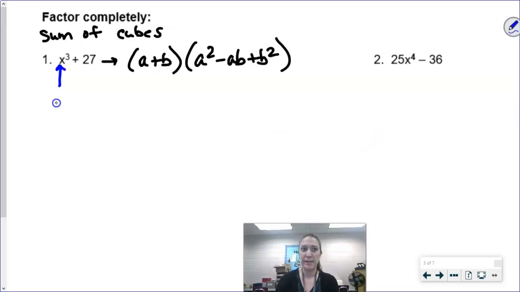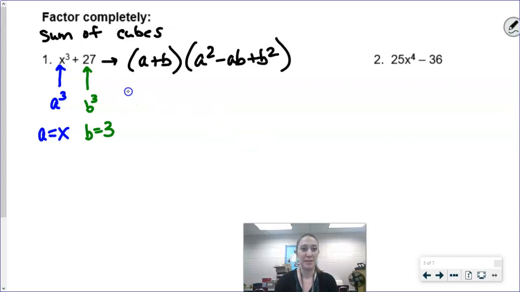So this number right here, this is a cubed. And this number right here, I'm going to use a different color, is b cubed. So who is a and who is b? Well, think backwards, guys. If a cubed is x cubed, that means a is just x. And then again, think backwards. If b cubed is 27, think backwards or cube root it, that means b is 3.